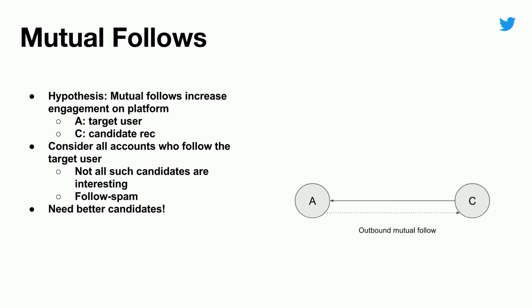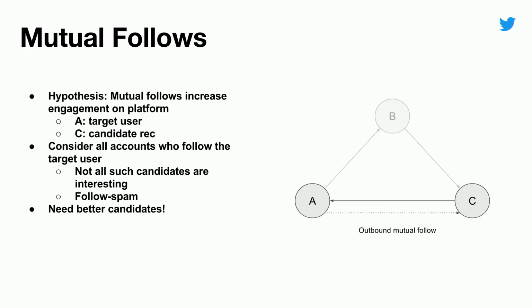For example, if I'm the user visiting Twitter and you show me everyone who follows me, I might see recommendations which are just people trying to game the follower count by follow spamming users. So there might be some random account just following a bunch of other accounts, and now all of a sudden that's a candidate recommendation for you. So we need to find better candidates, and this goes back to why candidate generation is an important step.